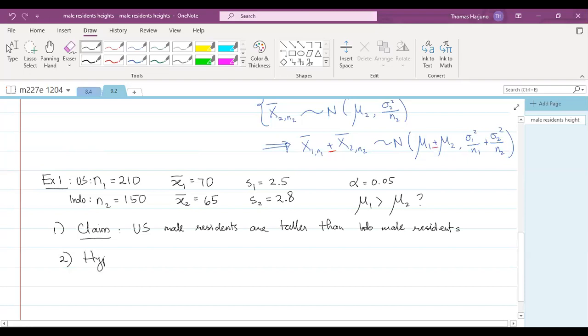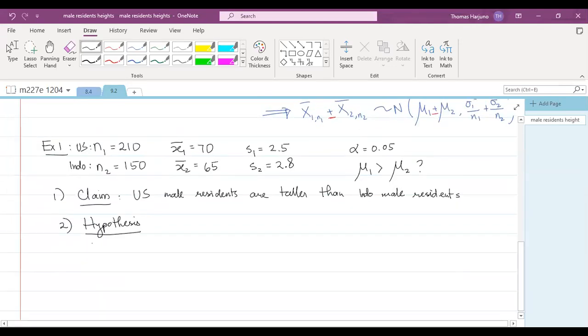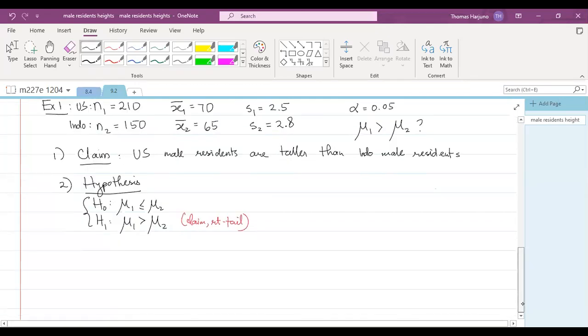Then hypothesis. The null hypothesis, the alternate hypothesis: mu1 is greater than mu2. That's the claim, right there. The null hypothesis, therefore, will be the complement. Now, remember I told you that you need to modify that to get a constant on the other side. So the modification makes it become mu1 minus mu2 is less than or equal to 0. So I subtract mu2 from both sides. The alternative is mu1 minus mu2 greater than 0.